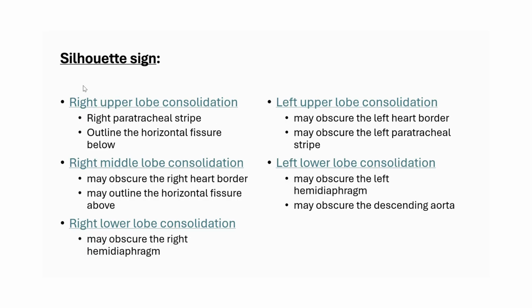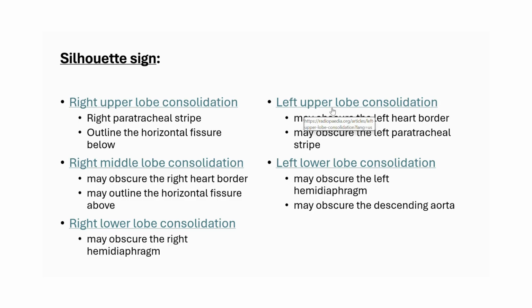Now next is the silhouette sign depending upon the involvement of the lung lobe. If the right upper lobe is involved, then there is obscuration of the right paratracheal stripe, and the horizontal fissure is lying below the consolidated part. So this is the silhouette sign for the right upper lobe. If the right middle lobe is involved, then the right heart border is obscured and the horizontal fissure lies above the consolidated part. For the right lower lobe, this may obscure the hemidiaphragm and CP angle on the right side.